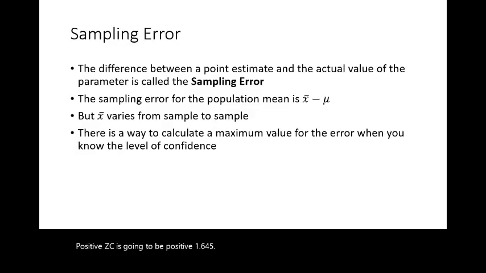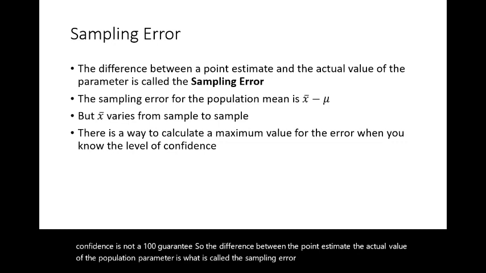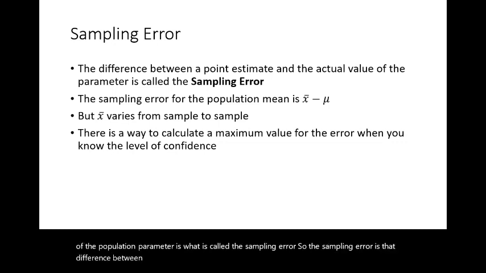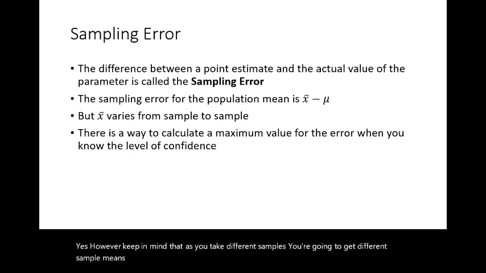Now, once your critical values have been found, you have to keep in mind that the level of confidence is not a 100% guarantee. The difference between the point estimate and the actual value of the population parameter is what is called the sampling error. So the sampling error is the difference between the sample mean and the actual population mean. However, keep in mind that as you take different samples, you're going to get different sample means for each different sample.